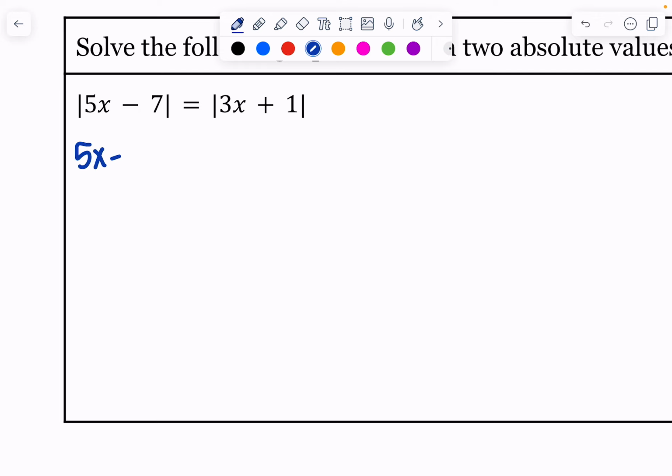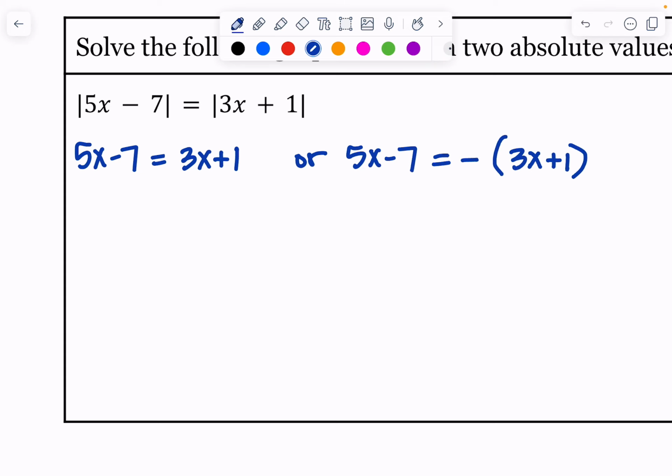So we have 5x minus 7 is equal to positive 3x plus 1, or we have 5x minus 7 is equal to negative all of it, 3x plus 1. So our two answers are the positive version of the right side and the negative version of the right side. Again, you could do the left side with this, but you don't have to. I chose to do the right side. All right, so we're going to solve these. I'll go kind of quick because it should be pretty easy math from here.